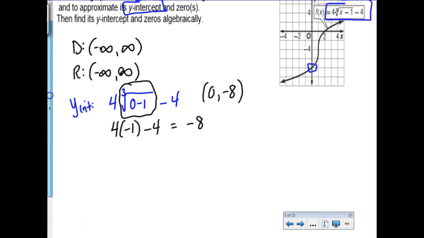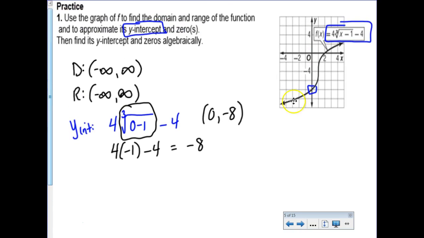All right, anyone have an estimate for where they think it crosses the x-axis? I think you're right with the 2, but you know, estimating won't be good enough for us. So now, to find the x-intercept, we're going to have to use algebraic methods to confirm. So x-intercept is when your function comes out to 0, so that means you're going to set your function equal to 0 and solve it. 4 times the cube root of x minus 1 minus 4.